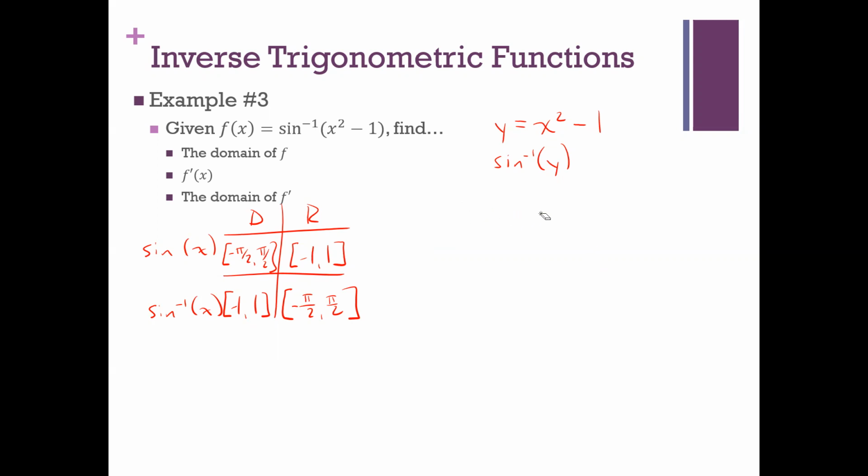To leave myself more room. This is not the only thing I want to do on this slide. So we really care about this though. -1 is less than or equal to x squared minus 1, which is less than or equal to 1. Or if I add 1 to all three of those branches, I get 0 is less than or equal to x squared, which is less than or equal to 2.